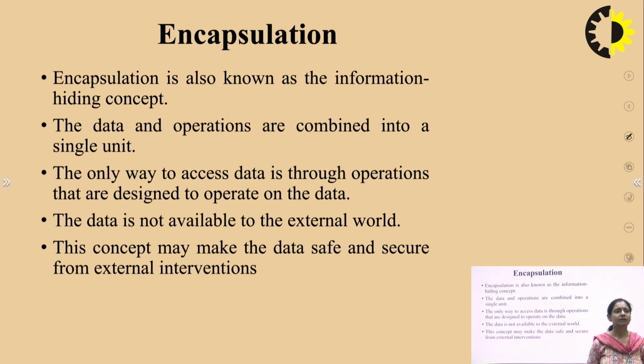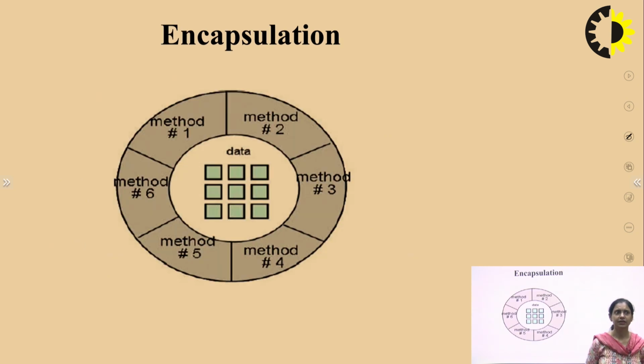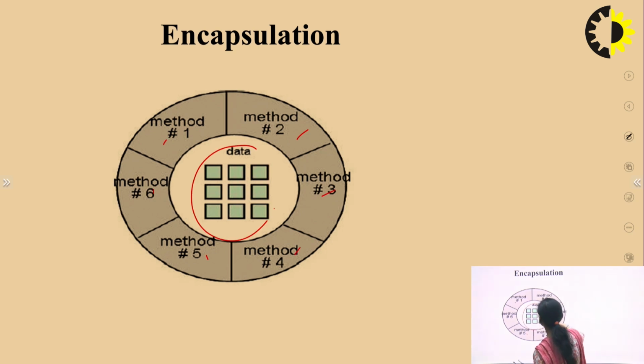We cannot directly access any of the member functions. The data is not available to the external world, that is what we were talking about. We cannot directly access any of the attributes or the methods. We need to access them with the help of the object. This concept may make the data safe and secure from external interventions. So here, if we look, we have different types of methods, and all those methods have a lot of attributes in them. Now these methods will only be accessing these attributes. So this is how encapsulation works. These methods will only be accessed by the object.